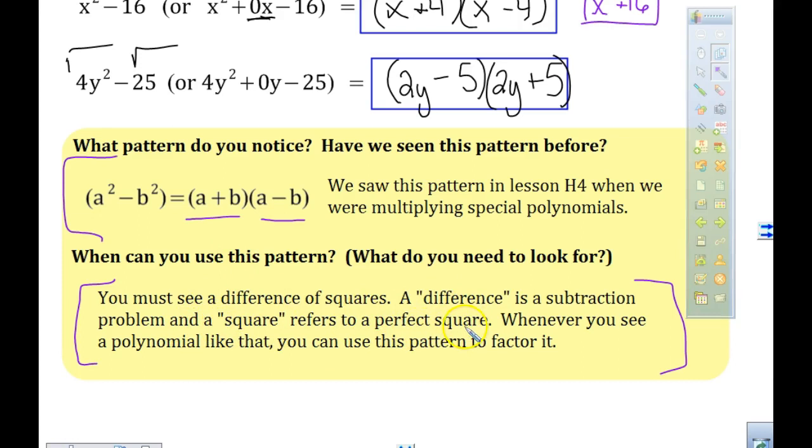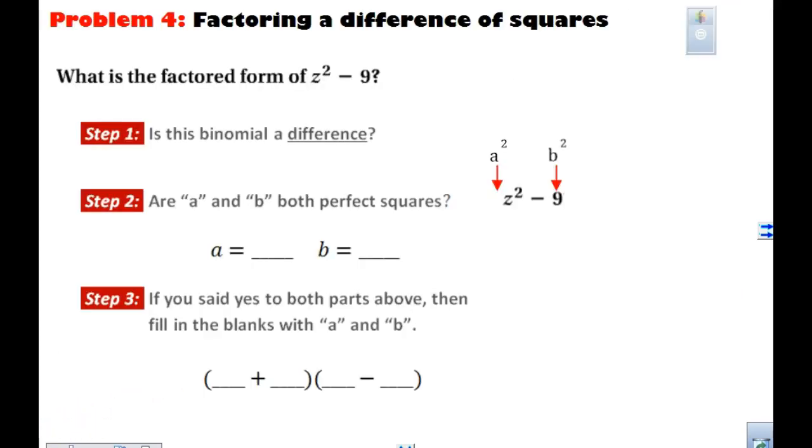So the difference is subtraction. The square refers to the perfect squares. When you see a polynomial, you're looking for a pattern. Sure, if you like x's better than z's because your z's look like x's, make it an x. Every variable, if you don't like the variable that they're giving you because I can't read your writing when I see some of those other variables, keep it as an x, right?